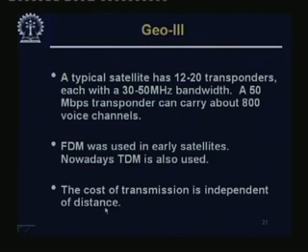The cost of transmission is independent of distance. Sometimes this is an advantageous point, which is that whether you are communicating via a communication satellite with somebody who is only say 10 kilometers away or with somebody who is 100 kilometers or 1000 kilometers away, the thing is the same. You have to go so much up and so much down. So, the cost is constant over the entire footprint. That may be an advantage in some cases.